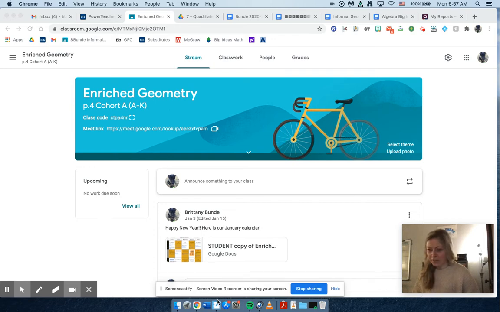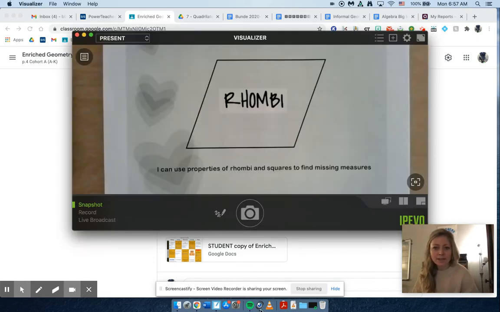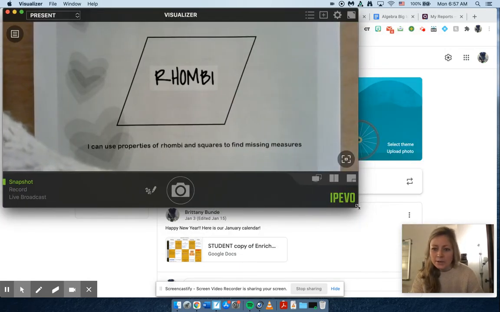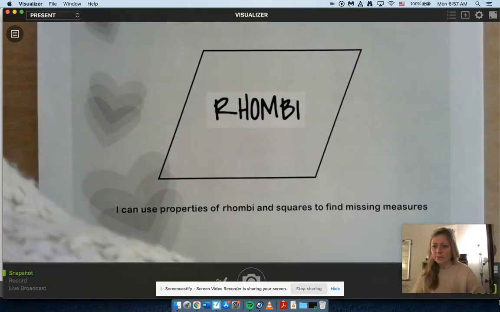We are moving on to rhombuses and squares. So if you want to find your notes, I'll say that, I suppose. That'd be a good thing to do.